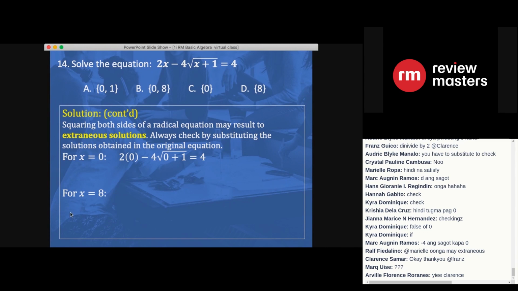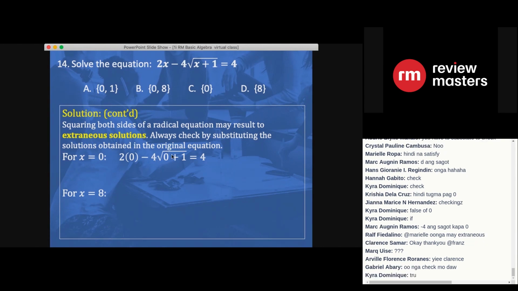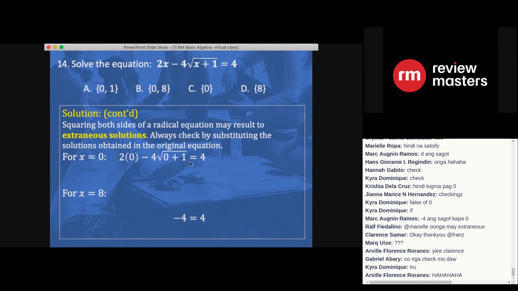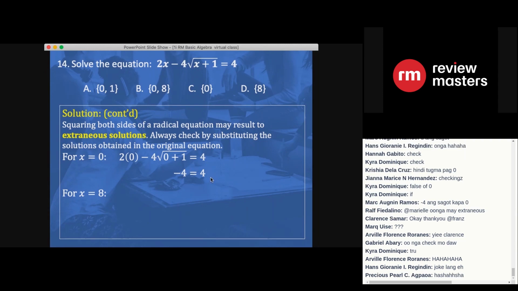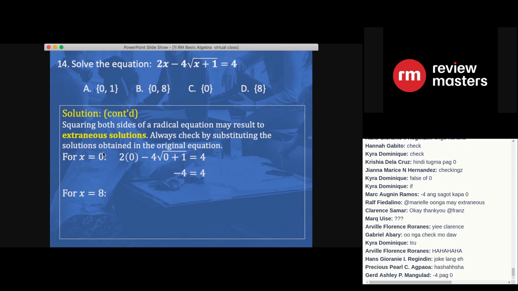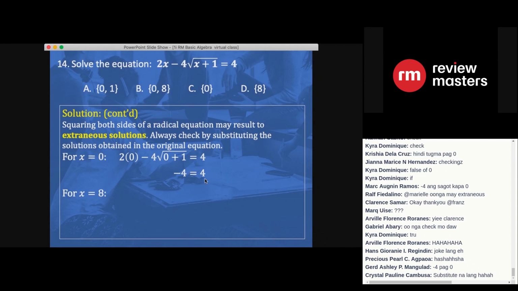So you have 2 times 0 minus 4 times square root of 0 plus 1 equals 4. Here, that is 0, that is negative 4. Is negative 4 equal to 4? No, it's not. So therefore, 0 is what we call an extraneous solution, because when we substituted it in the original, it is not true. So meaning, this is not a part of the solution.